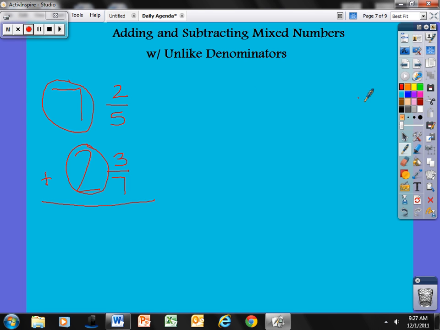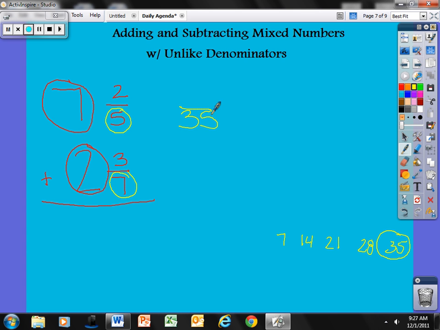I look at my denominators. They are different. I have a 5 here and a 7 here. What are my multiples of 7? First multiple of 7 is 7. Next multiple of 7 is 14, 21, 28, 35. Is 5 a factor of any of these multiples? It's a factor of 35. So my least common multiple is 35.